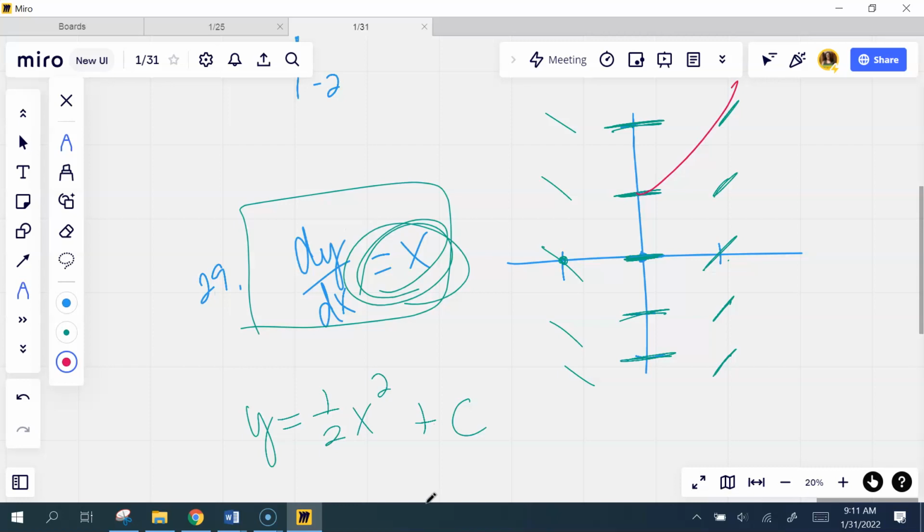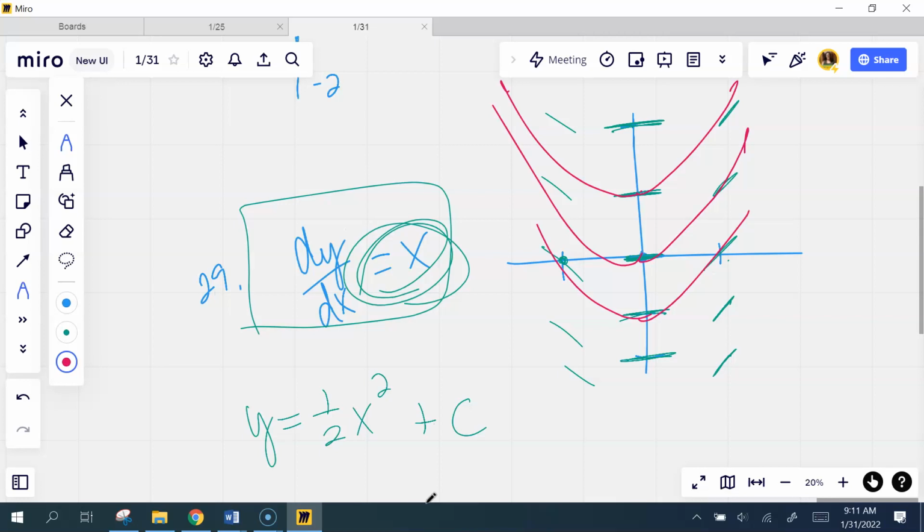Because look, it's every parabola on here, just shifted up or down. y equals 1/2 x squared plus C is the solution to the differential equation, essentially, and that's why we do it here with the differential equations. Does that make sense?